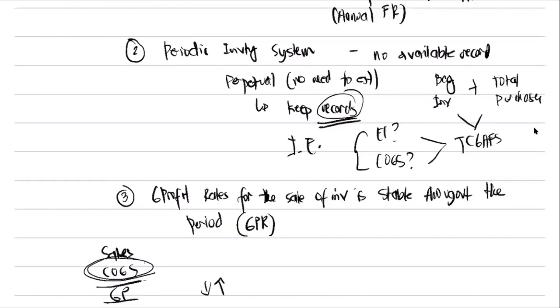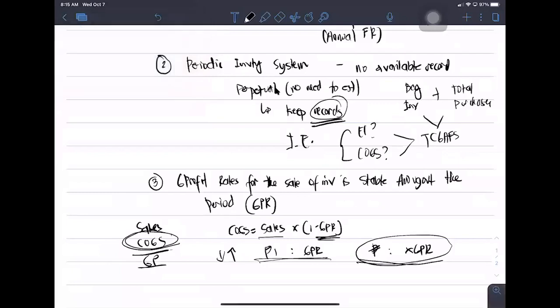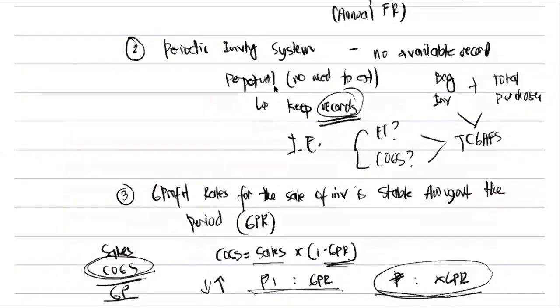However, if your GPR is always constant, what we have here is a projection to your sales to get the amount of our sales and cost of goods sold. So again, how do we compute your cost of goods sold? That is sales times 1 less GPR.